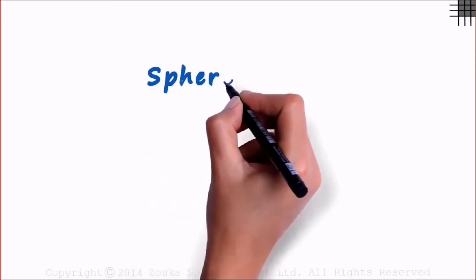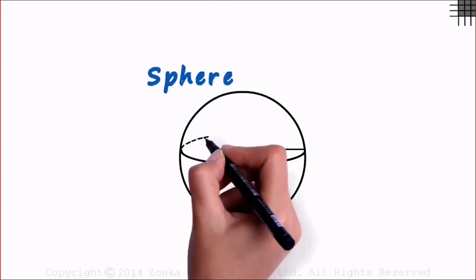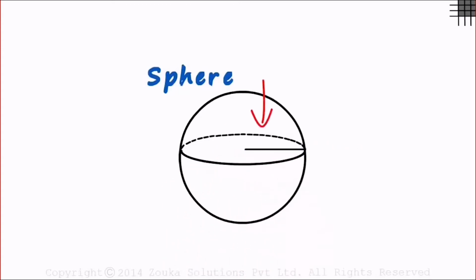Today, we look at the surface area and the volume of a sphere. This is how we can draw a sphere. The dotted portion is what cannot be seen from the front view. And this is the center of the sphere, and let R be its radius. Don't forget, every point on the sphere is equidistant from its center.